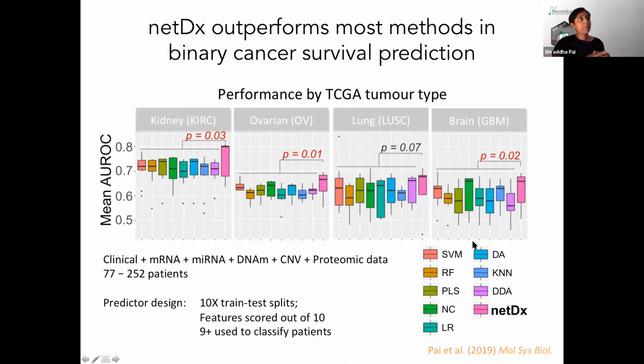So in the methods paper, we benchmarked netDx using the pan-cancer survival data. Here we've got 4 different cancer types: kidney, ovarian, lung, and brain. The task was, given 5 different omic data types and clinical variables, predict if the patient is going to have good outcome or poor outcome in terms of survival time. Each of these plots shows you the performance for netDx, in pink here, as compared to other machine learning methods. We found that in this benchmark, netDx outperforms most methods most of the time.